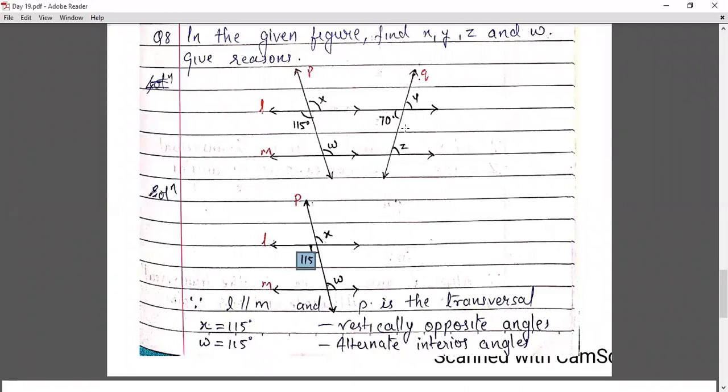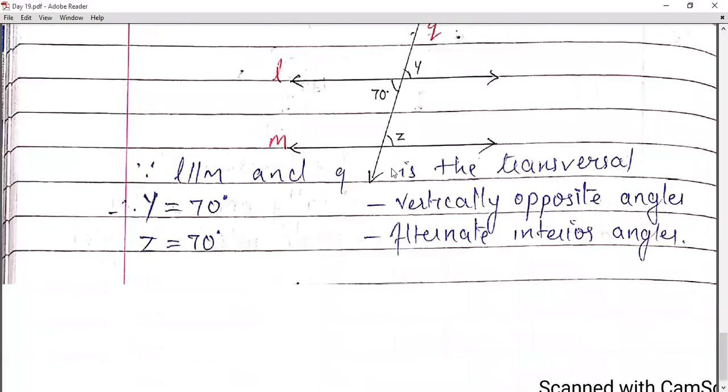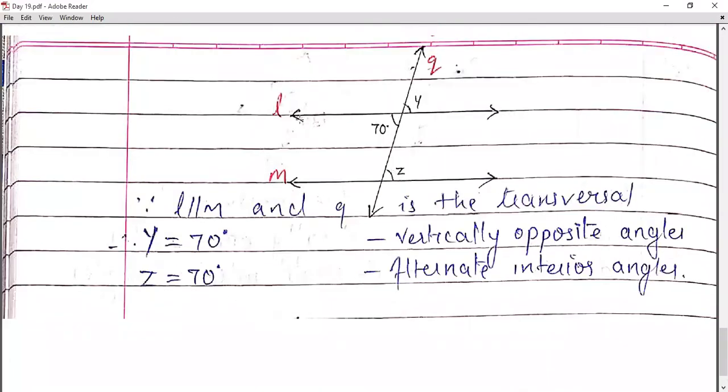Now, in order to find Y and Z, let us take lines L and M with a transversal Q. So you can see in this diagram, lines L and M are parallel, whereas Q is the transversal. You can see in the diagram, Y is equal to 70 degrees. They are vertically opposite angles. And Z is equal to 70 degrees. They are alternate interior angles.